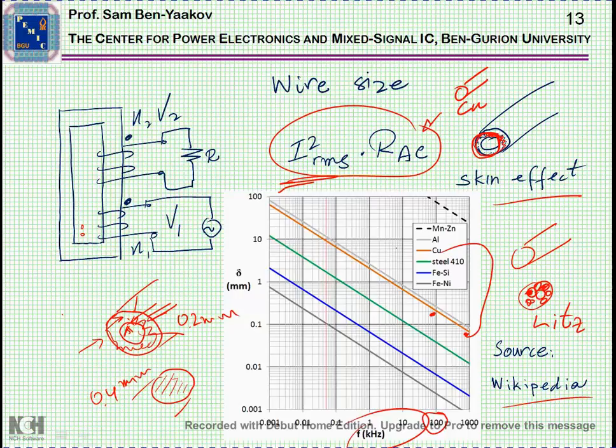Consequently, you'll have a resistance, which you call RAC, which will be larger than RDC, that is the resistance of the wire at very low frequency. So this is a consideration that you must take into account.